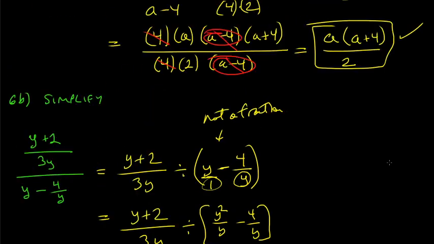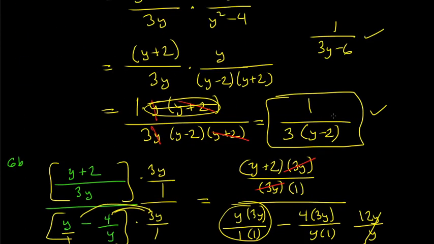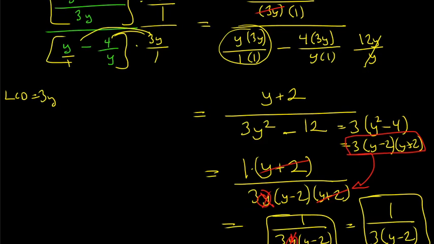So two good ways of doing this. Just be careful. If you do it by dividing fractions, you have to subtract the two fractions first. Okay, so that's 6b.